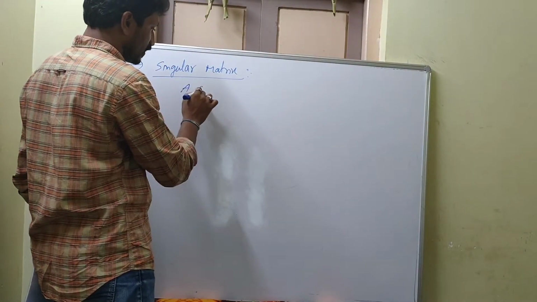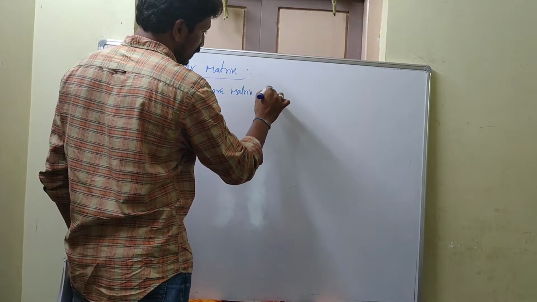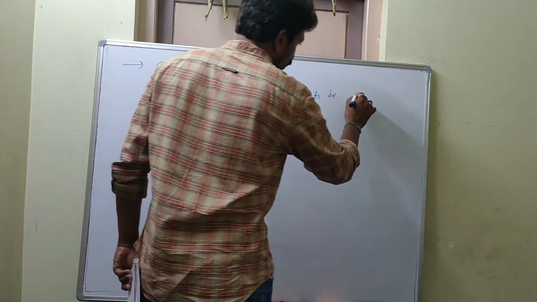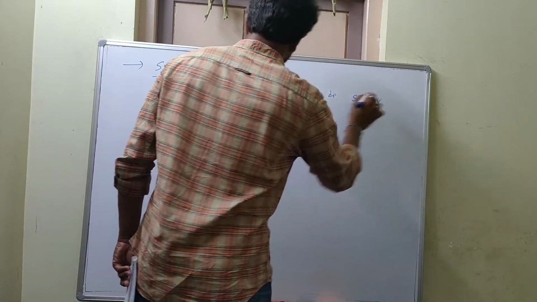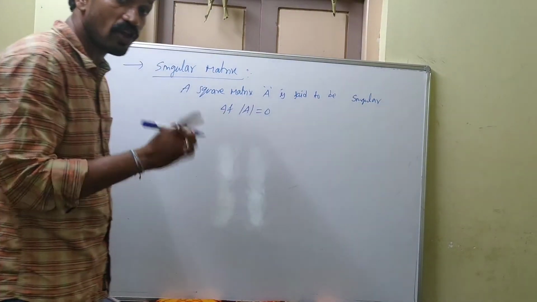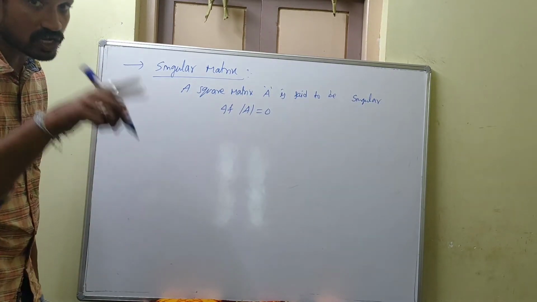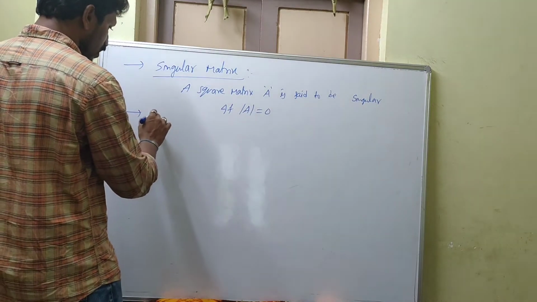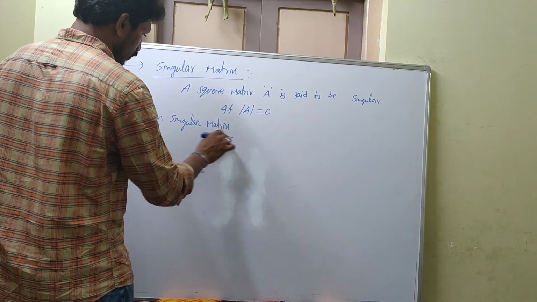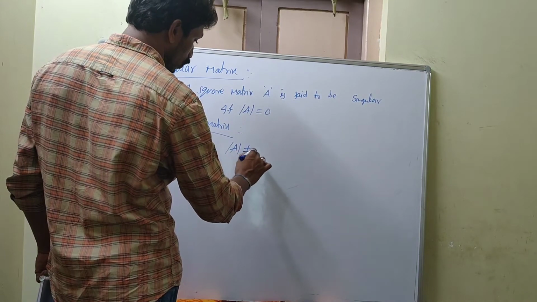A square matrix A is said to be singular if determinant of A is equal to 0. Singular means determinant of A is equal to 0. Non-singular means determinant of A is not equal to 0. So a square matrix A is said to be non-singular if determinant of A is not equal to 0.